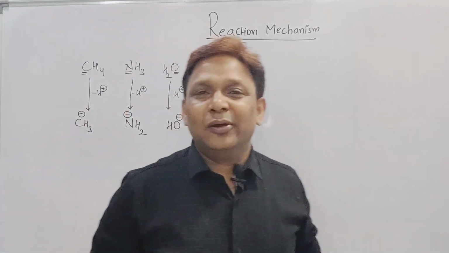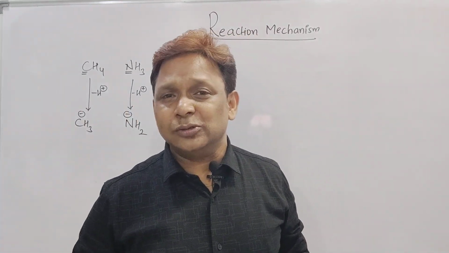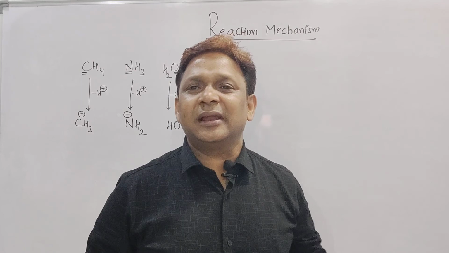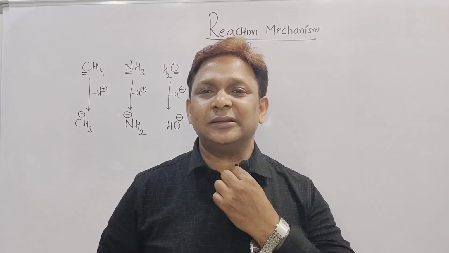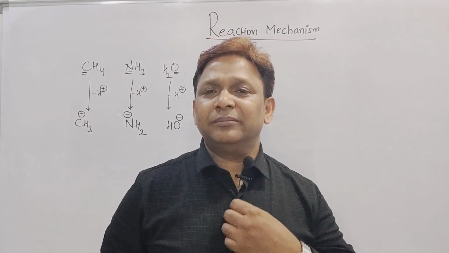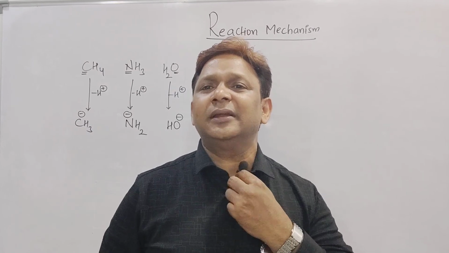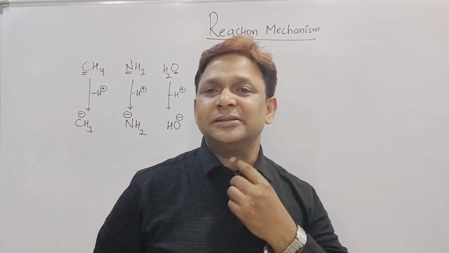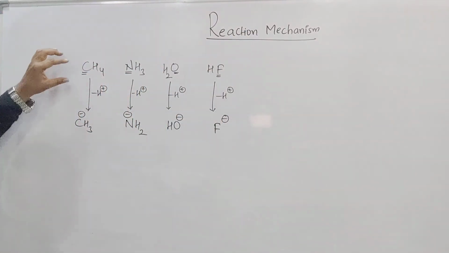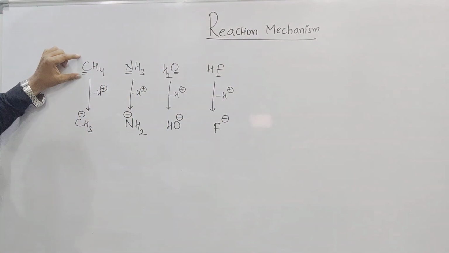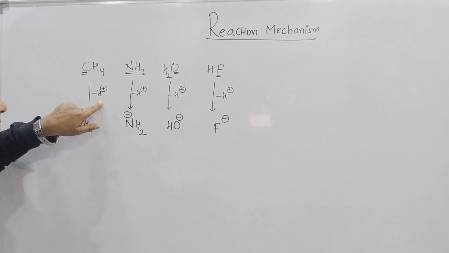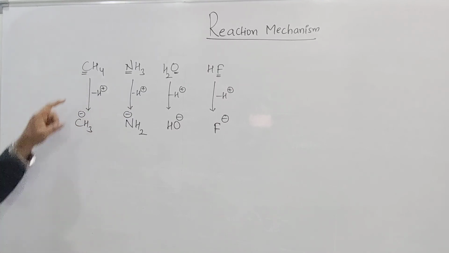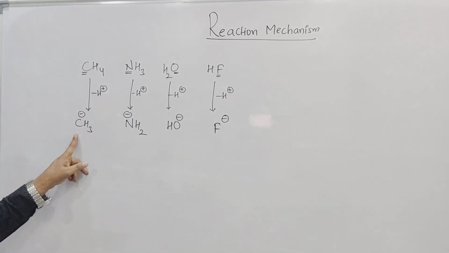Do you know, beta? All the acids have their conjugate base, and all the bases have their what? Conjugate acid. Is it clear, beta? So this is the part which you have written here. CH4 acts as an acid, meaning it has a tendency to give H plus ion. What is the conjugate base of CH4, beta? CH3 negative is the conjugate base. Is it clear, beta? Chalo.